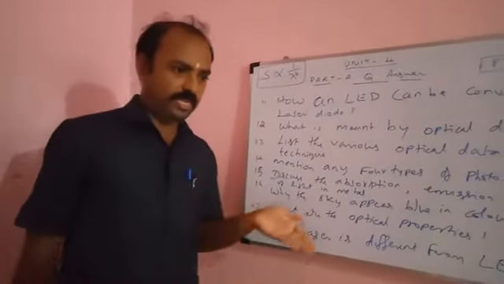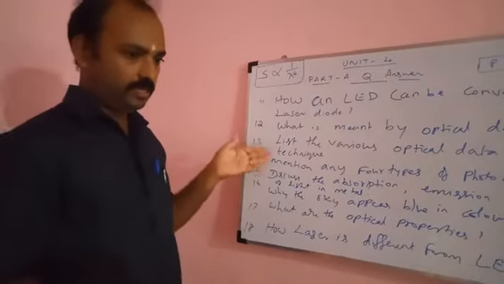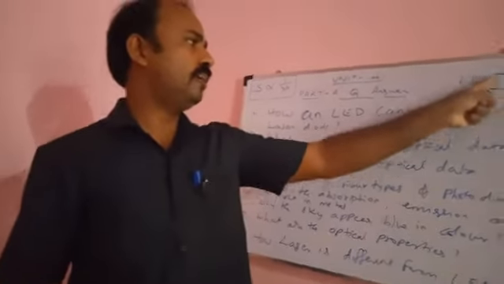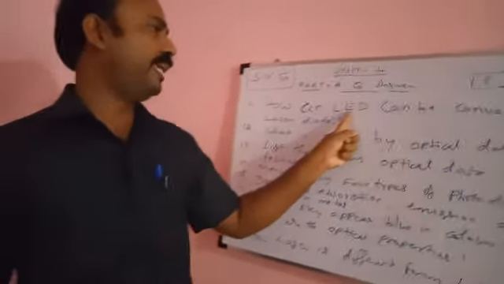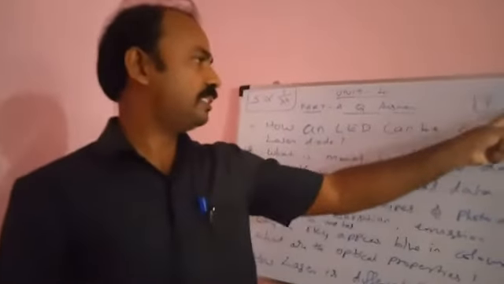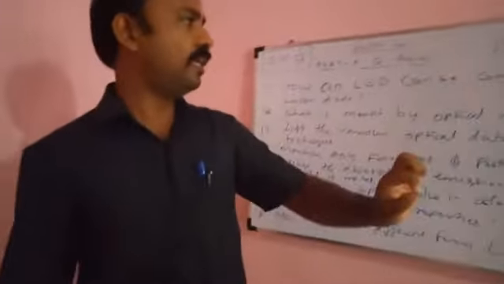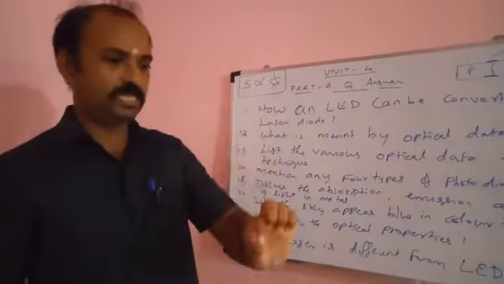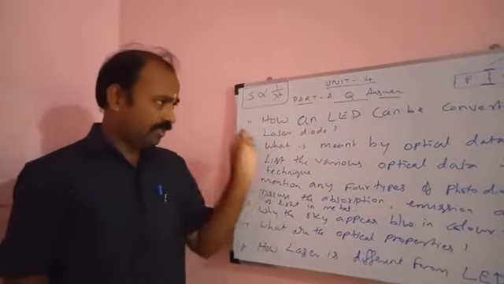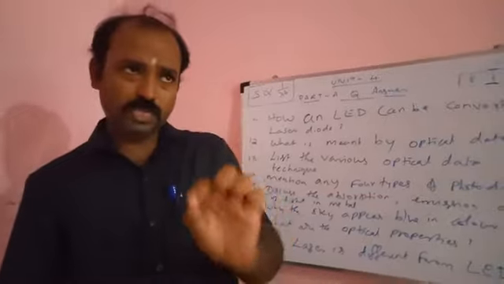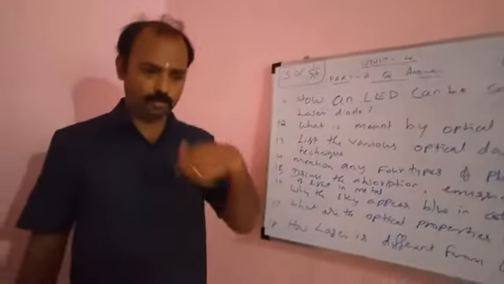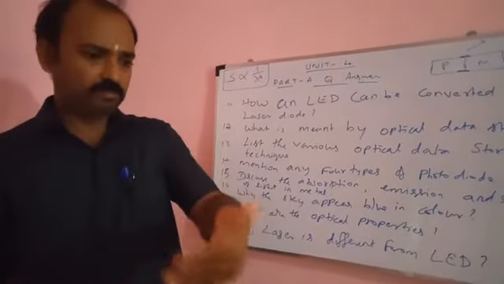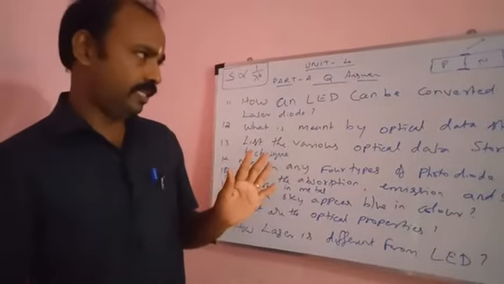Then in the case of LED, the junction diode need not be polished. There is no need of a polished junction in an LED, but in the case of a laser diode, the junction should be polished in order to get population inversion, or in order to get laser action. Output in the case of LED is very low, but in the laser diode the output is high. LED gives low intensity light, and laser gives high intensity light.